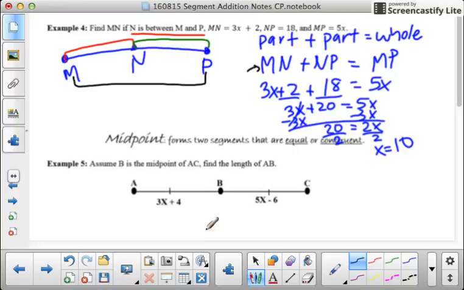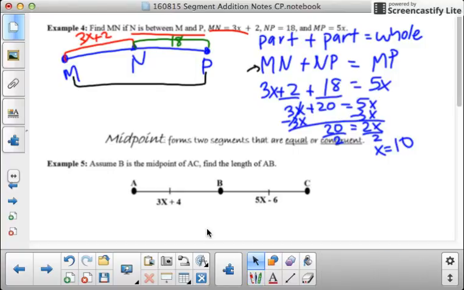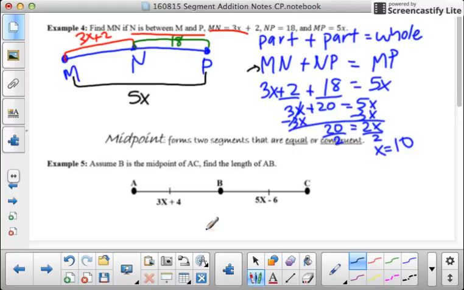Well, how long is MN? It tells me MN is 3x plus 2, and it tells me NP is 18, and that MP is 5x. So all I'm going to do is plug those in the corresponding locations. I then use my algebra skills and solve. However, on this problem, it's actually asking me to find MN. It's not asking me to stop at x. So what I need to do is take that x and plug it back in.